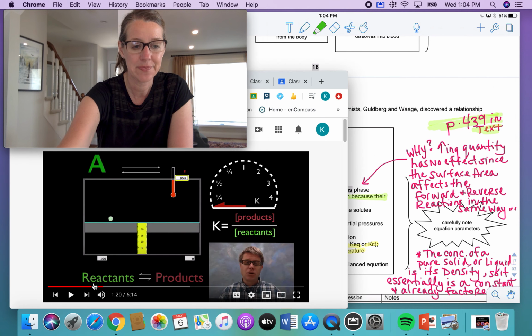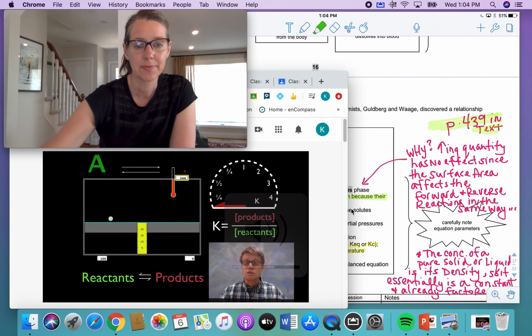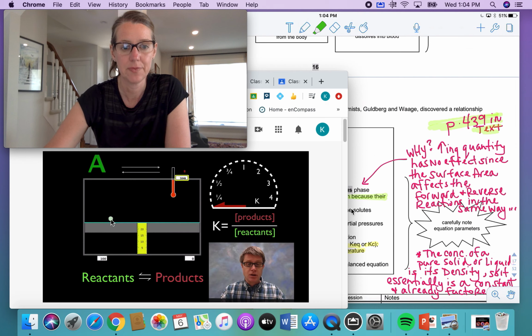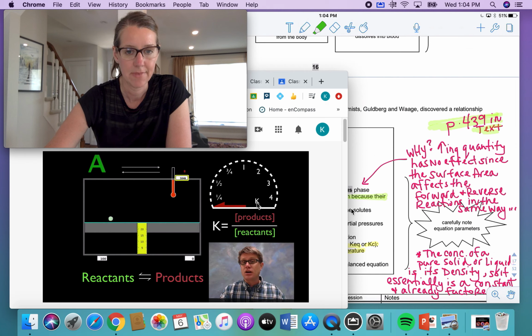Here we go. So I've got this model right here that shows us how reversible reactions work. So there are going to be a bunch of molecules over here. We'll call those reactants, and they'll be green when they're on this side of the chamber, and they'll be red when they move over to the right side. This is a PhET simulation. Over to the right, I've created a K-ometer, which is going to measure our K value.